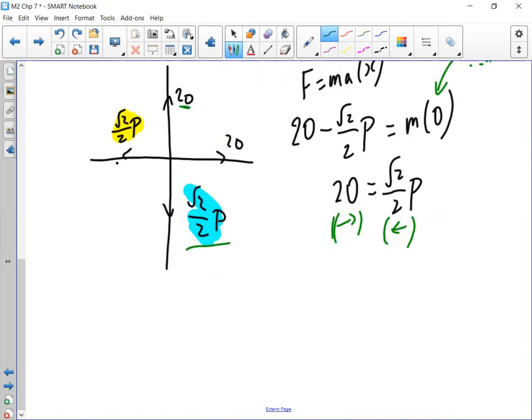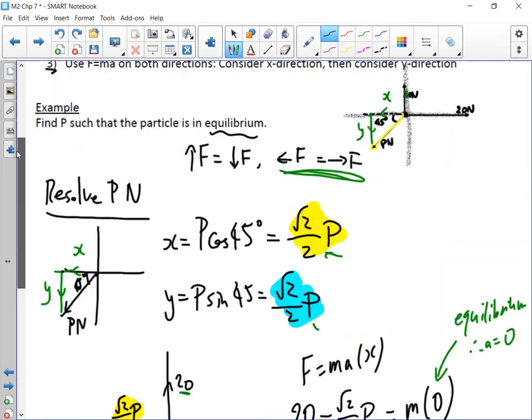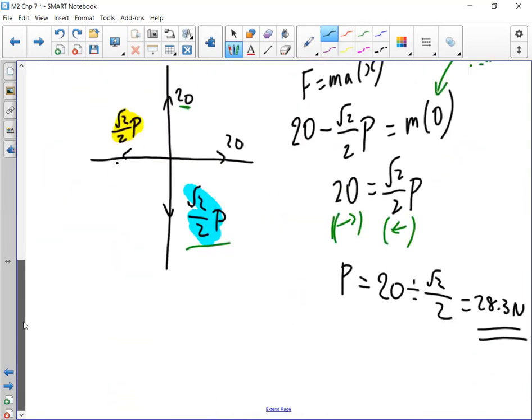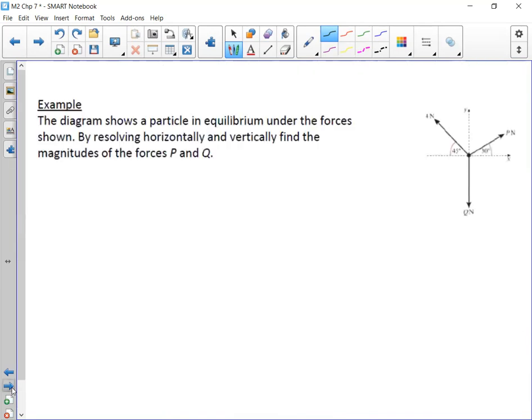So then we just solve for P. So P equals, if we divide 20 by √2/2, then you get the answer. We tend to write it as a decimal, which is 28.3 Newton. Right, I write it to 3 SF. So I'm not going to do the y direction. I know the steps tell me to do F equals MA in the y direction, but I don't have to in here. Right? Next one. The diagram shows a particle in equilibrium under the forces shown.